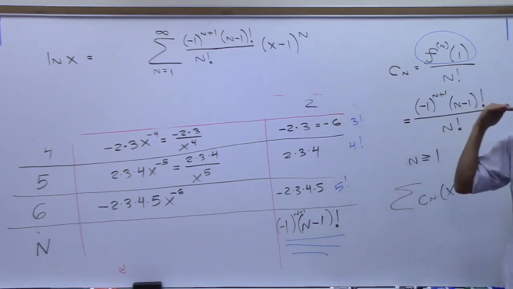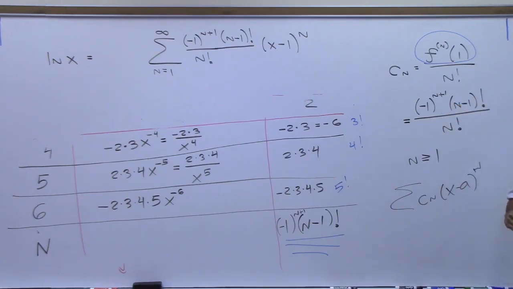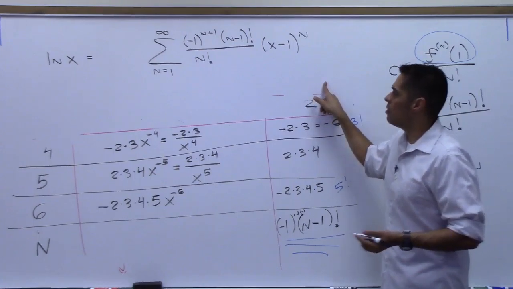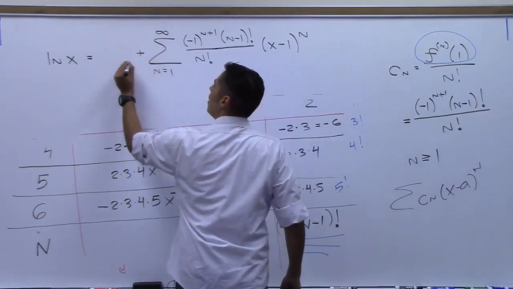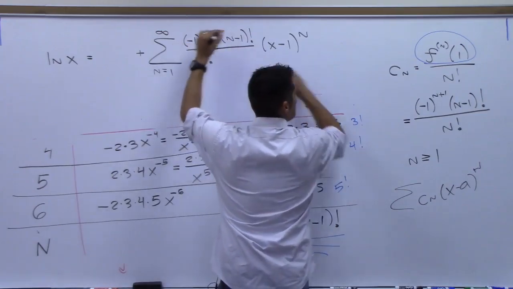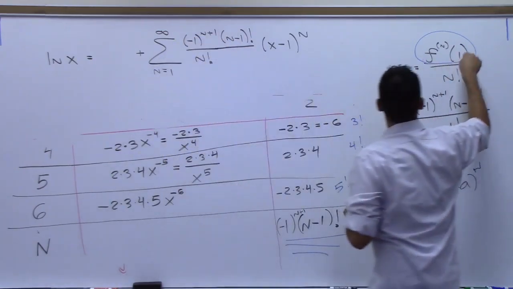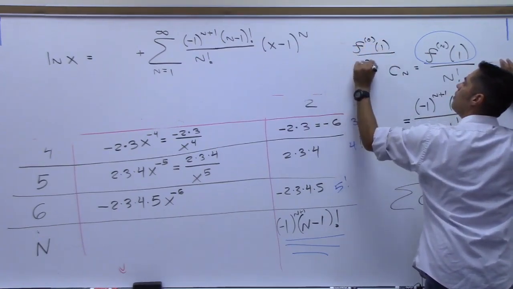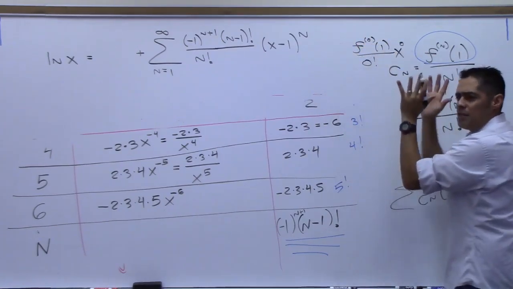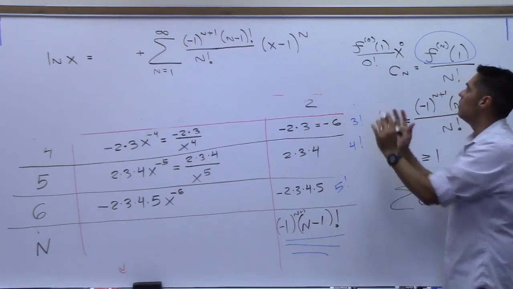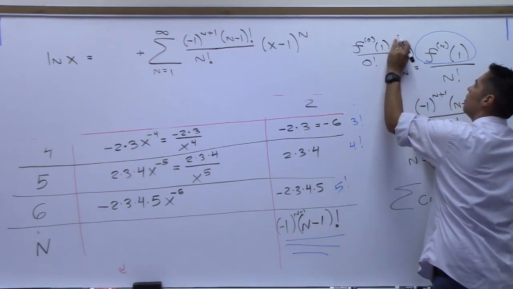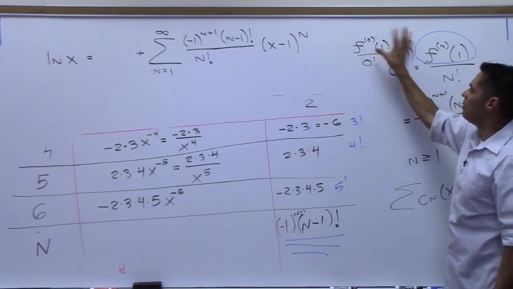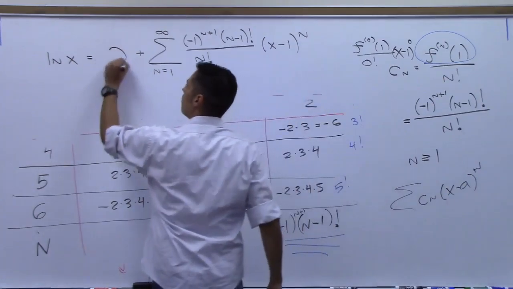But I have not accounted for that first piece. But what was the first piece? 0. It was a 0, right? So I know that in front of this I have this piece up here: the 0th derivative at 1 over 0 factorial, x minus 1 to the 0. That's the very first piece of the Taylor series. That first one, I know that that's a 0, which kills everything off. So there's a 0 in front of this, so I don't need it.